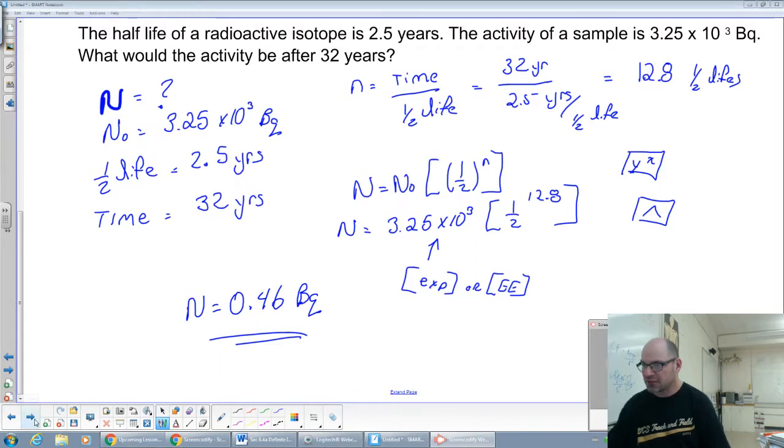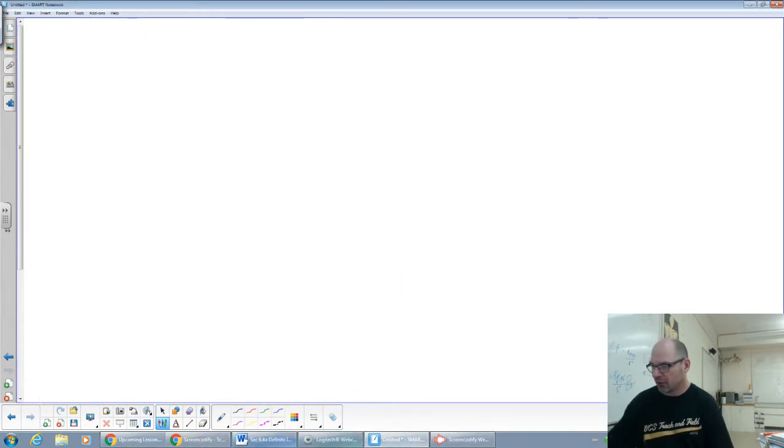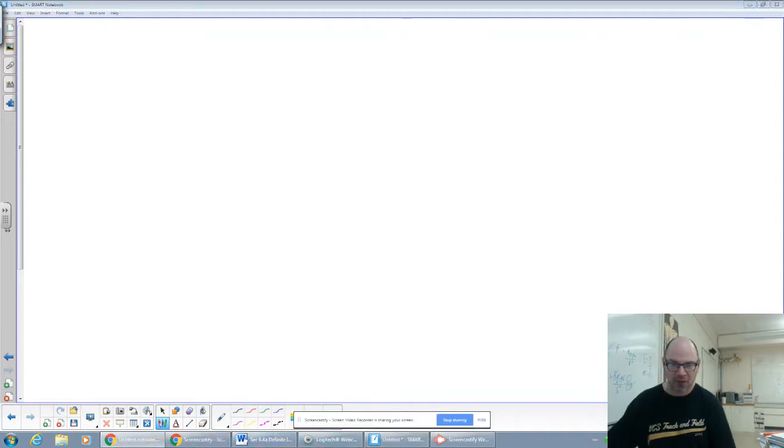Let's flip ahead and do an example of another type. Let's get to the right spot here. Oops, wrong one there. Okay, so let's do an example this time where we're doing the original sample given a future sample. And then we'll do one where we're finding the time, because those are the most difficult ones. Those are the ones where we have to use logs. Okay, so let's go ahead and do that.